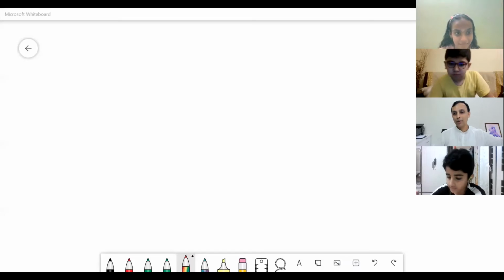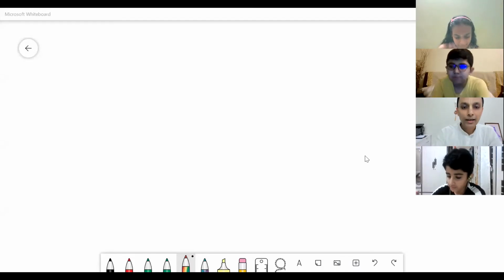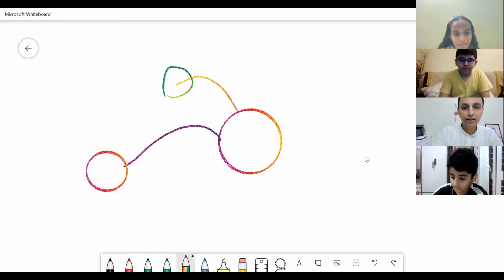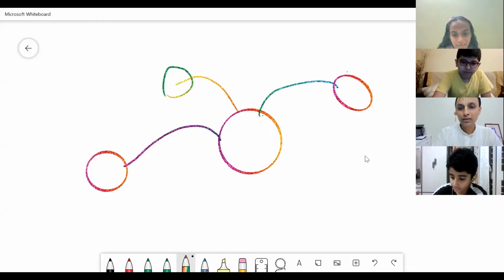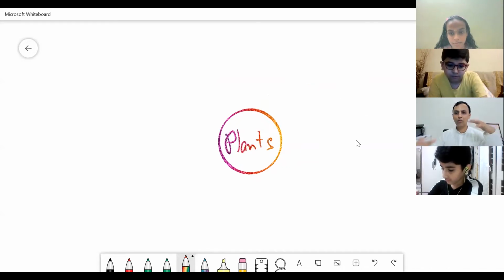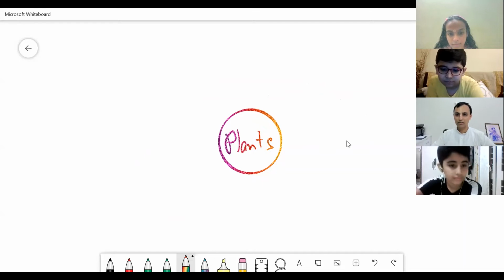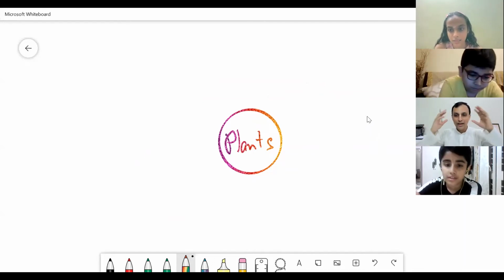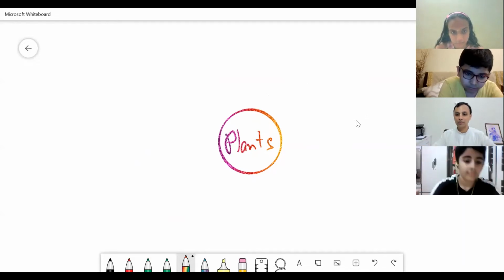So a mind map is usually like this. And then you have branches. Say, give me a topic. Okay, plants. Can you give me different things about plants? Whatever comes to your mind about plants. A mind map is basically a way of organizing ideas, organizing topics like that. Go ahead.